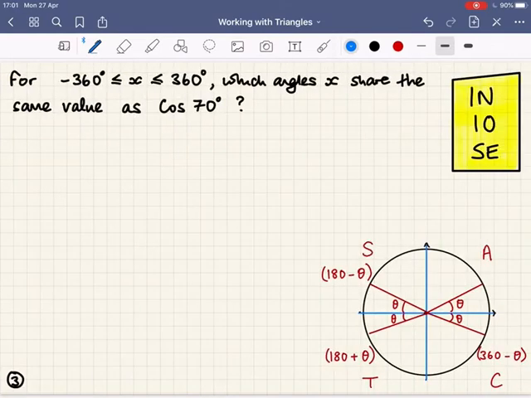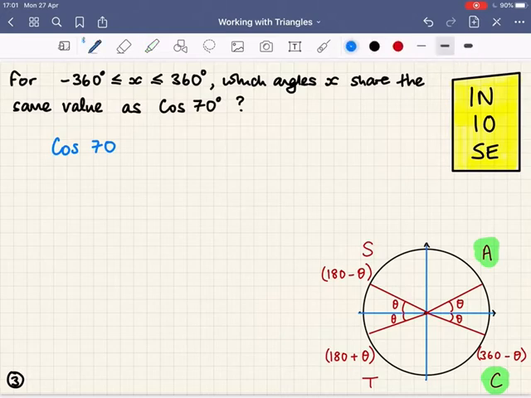Let's have a look at cosine. This time we're told, which angles share the same value as cos 70? So we'll write that down. That's our first solution, cos 70. We need to ask, first of all, where would we go looking for angles that have the same value as cos 70? So obviously in the first quadrant, but cos 70 is positive, and cos is only positive again in the fourth quadrant that I've marked there. So those are the two places I'm going to look.